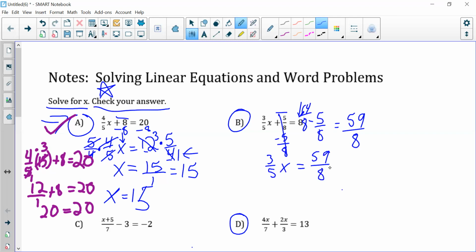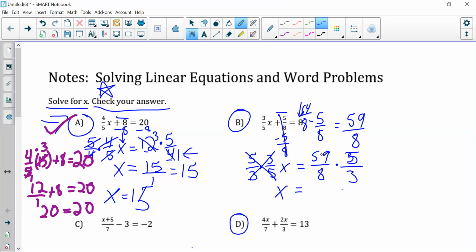All right. Now we can use our multiply by the reciprocal trick to get rid of this 3/5. Make sure you write it down properly, multiply by 5/3. All right. Those cancel out, leaving me with just x equals, well, I can't cancel 8 and 5 out.